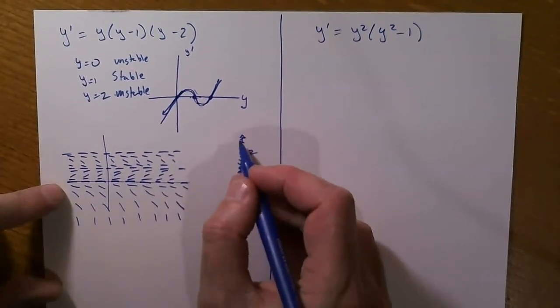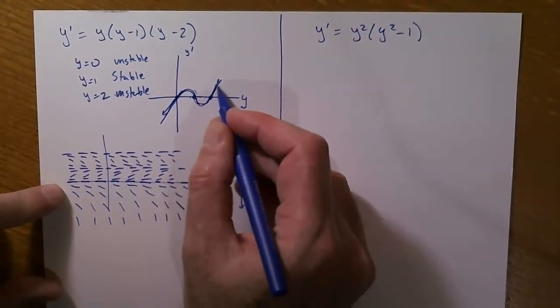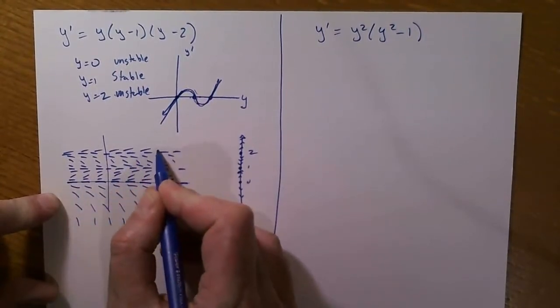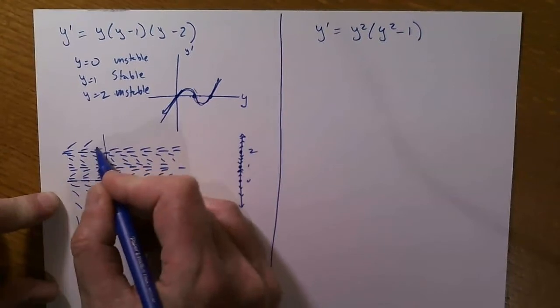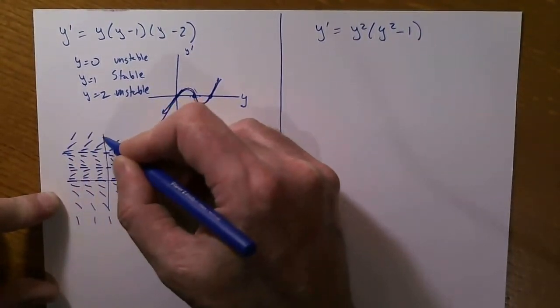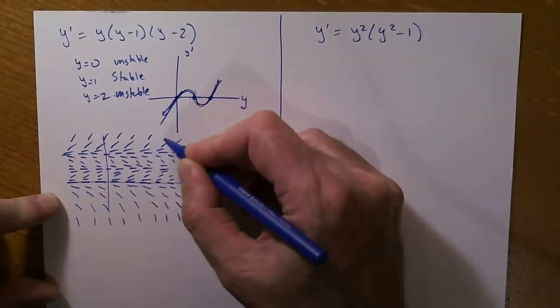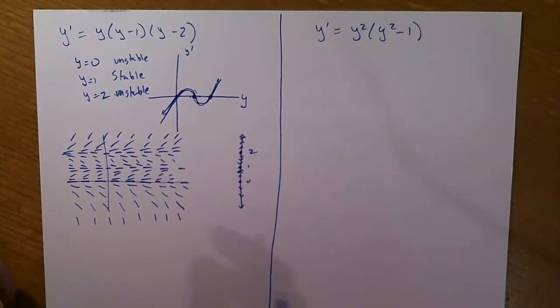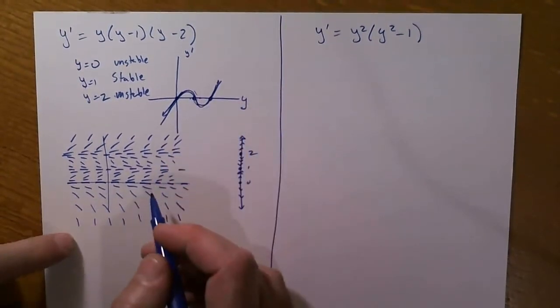Above 2, things start off at 0 and then positive. So uphill just a little bit, uphill some more, uphill some more, right? So I can draw that slope field reasonably quickly by looking at that graph there.